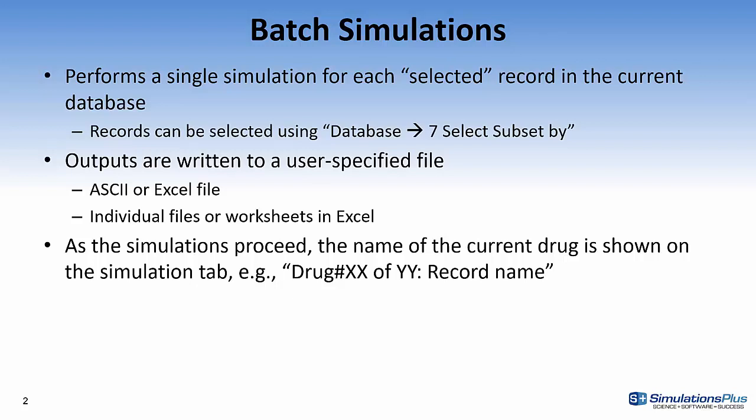Output files are written to a user-specified file, either an ASCII file or an Excel file, and it can write either individual files or worksheets in an Excel spreadsheet. As the simulation proceeds, the name of the current record is shown on the simulation tab, for example, drug number 10 out of 20, including the record name.